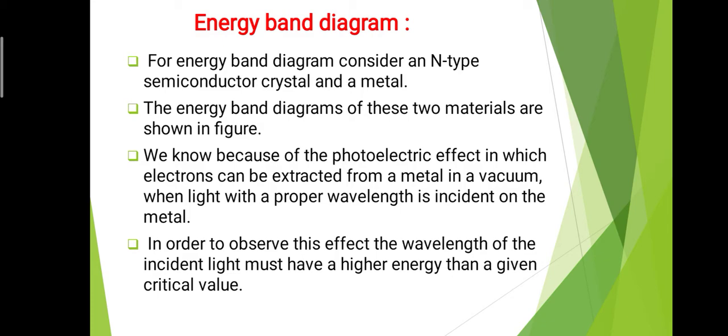In order to observe this effect, the incident light must have higher energy than a given critical value. We know that different metals have the capability to eject electrons with different energies. So they require different energy, some critical value for a particular metal, to eject the electron. So when we incident light on the metal, we have to choose light, or photons, with a particular wavelength.